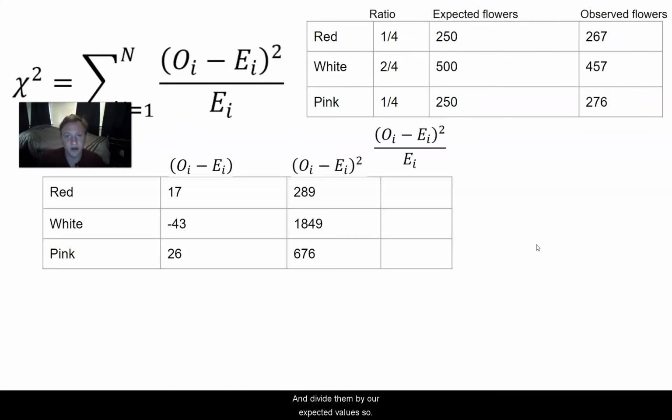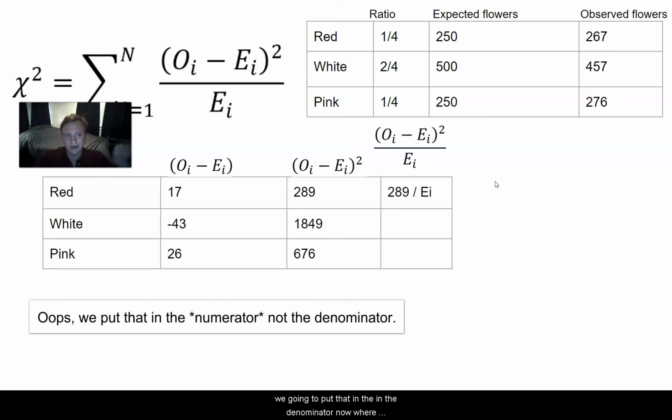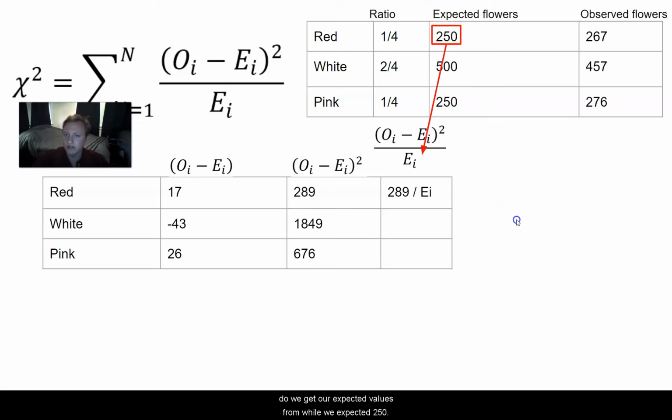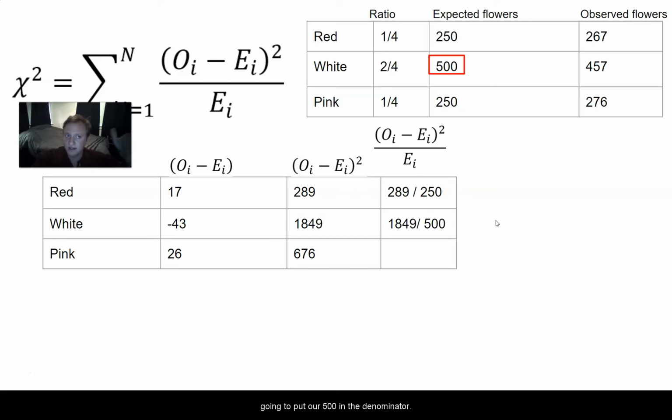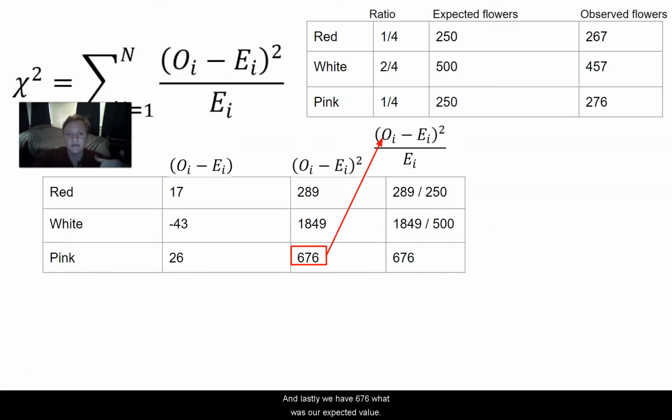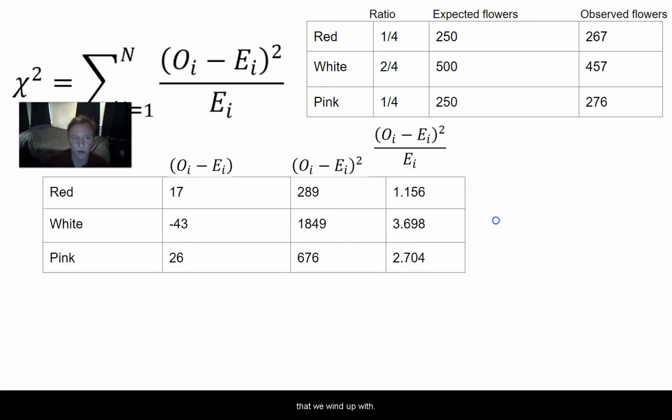Moving on to the next part of this, now we have to take those and divide them by our expected values. So here is our observed minus expected squared, 289, and we're going to put that in the numerator. Where do we get our expected values from? Well, we expected 250, so we're going to divide that by 250. Next, what is our observed minus expected squared? It's 1849. We're going to put that in the numerator, and we're going to put our 500 in the denominator. And lastly, we have 676. What was our expected value? 250. We're going to put that in the denominator there. And if we crunch all those, those are the numbers that we wind up with.